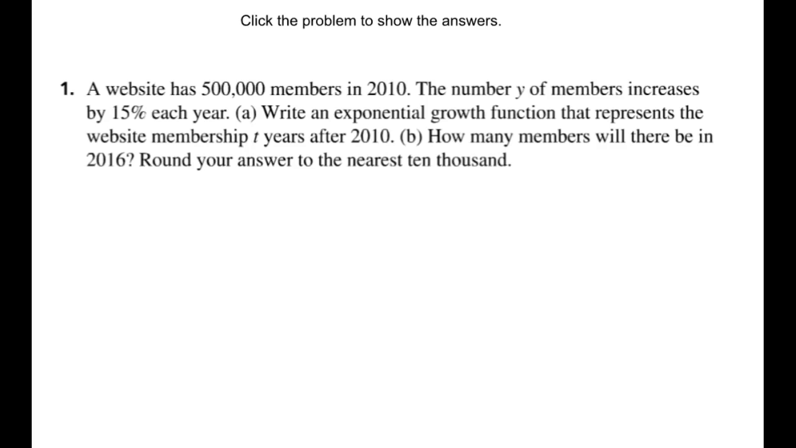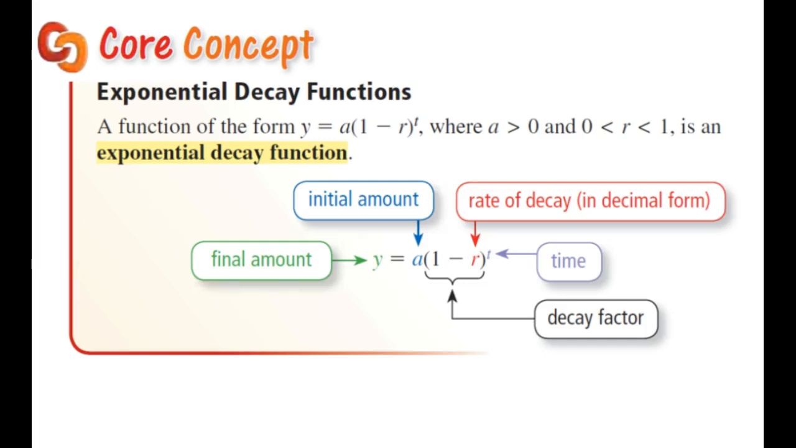So here we have one of your monitoring progress. Go through and see if you can follow along with what we did on the first example and do this one. So now here we're looking at exponential decay functions, okay? If you'll see, this looks very similar to what we just looked at. The only difference is if it's growth, there's a plus there, and since this is a decay, there's a minus.